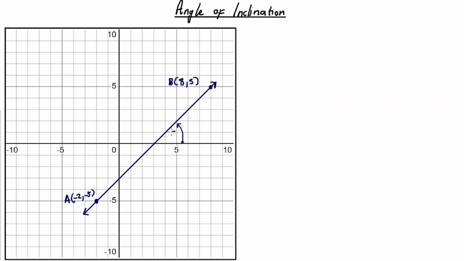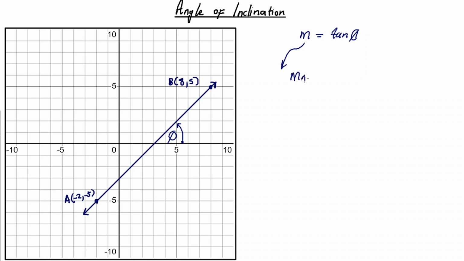Counterclockwise. So this is our angle of inclination. Now let us calculate theta, the angle of inclination. But first, what we need is the gradient, because the formula says gradient is equal to the tangent of the angle of inclination, right? So what we need is the gradient for this line.